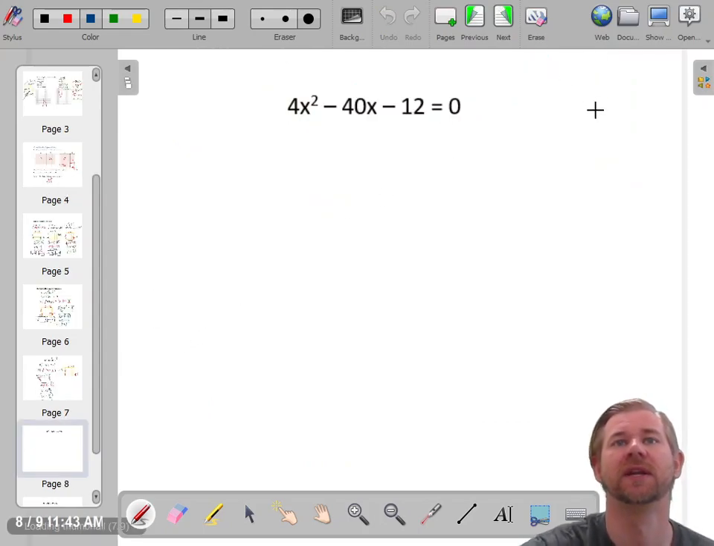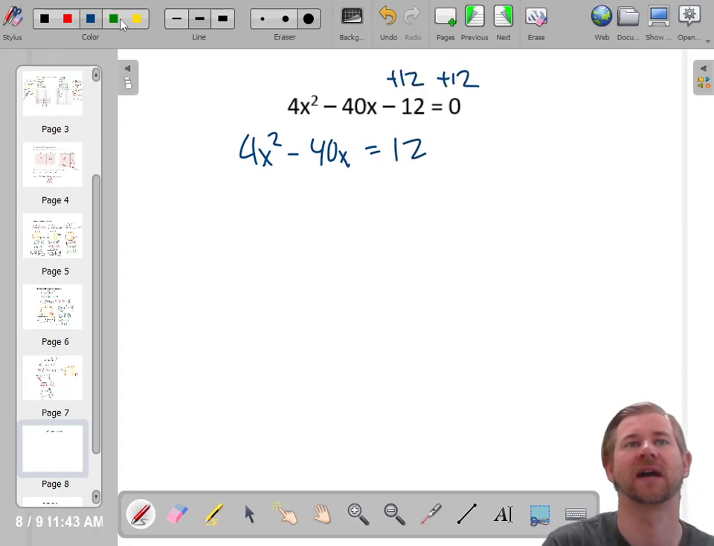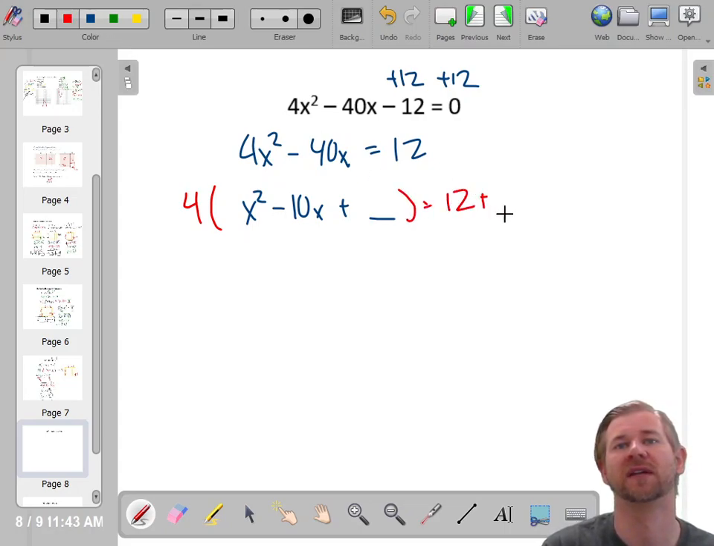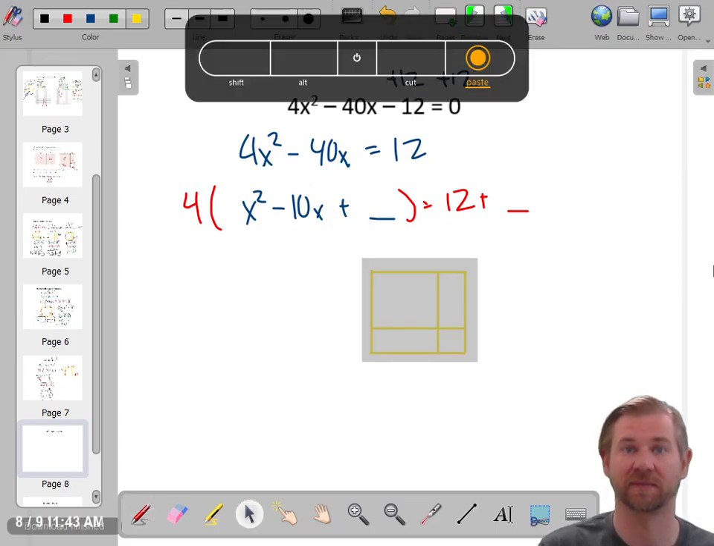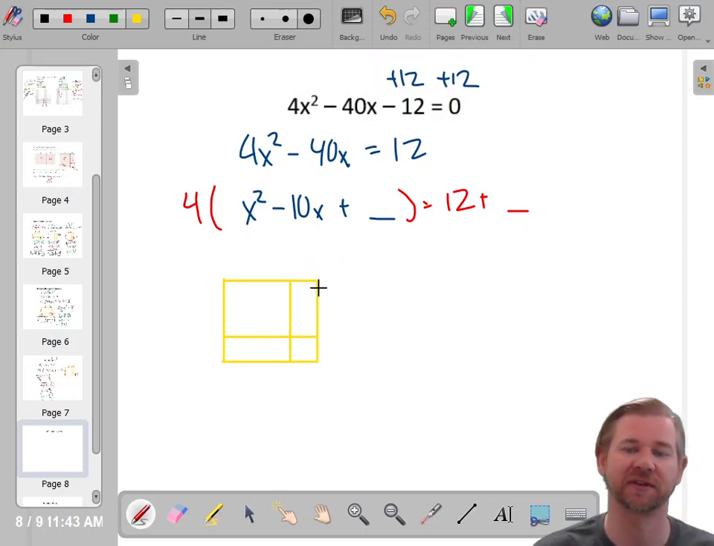Let's do another one. So first thing I'll do, add 12 to both sides. You've got this guy. Now you factor out the a term. X squared minus 10x, and leave yourself a blank. 12 plus, leave yourself a blank. So we're going to do half of 10. Let me draw the picture because I think it helps. It does two things for you. It helps you factor and it helps you figure out the corner. X minus 5, because half of 10 is 5.